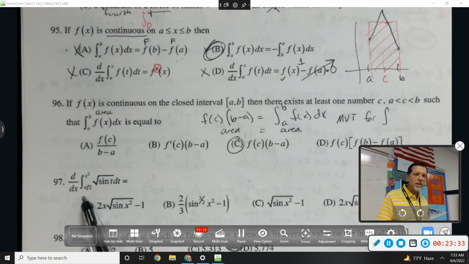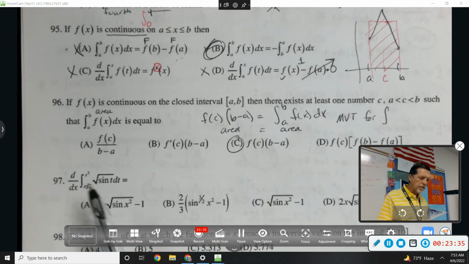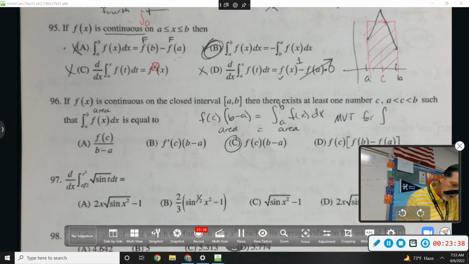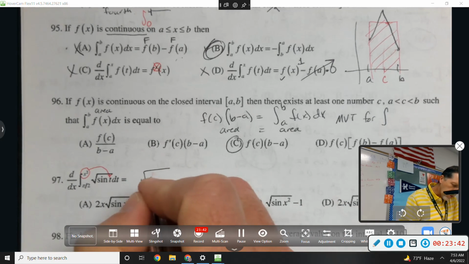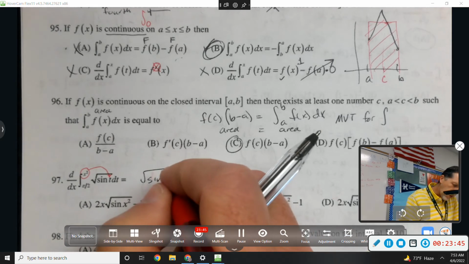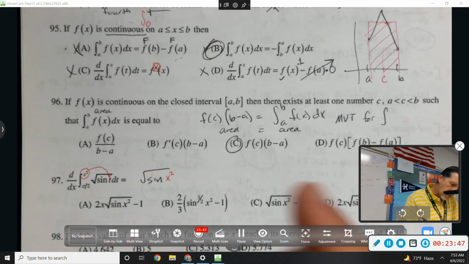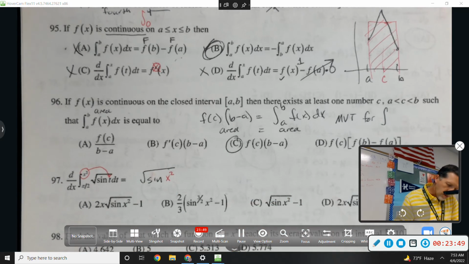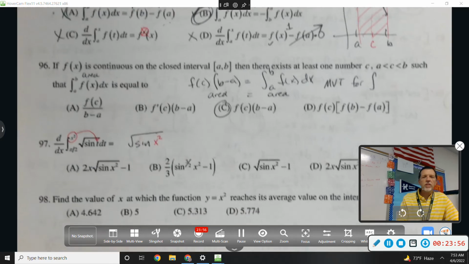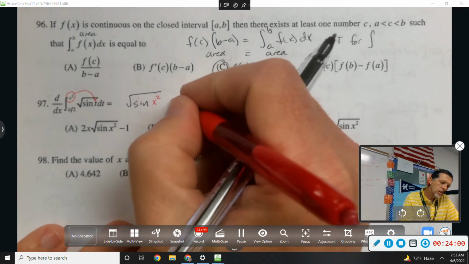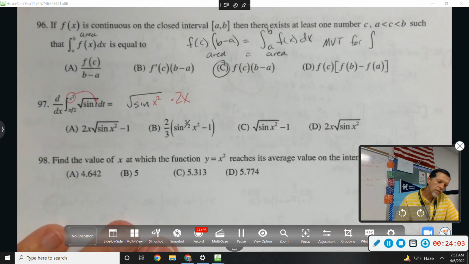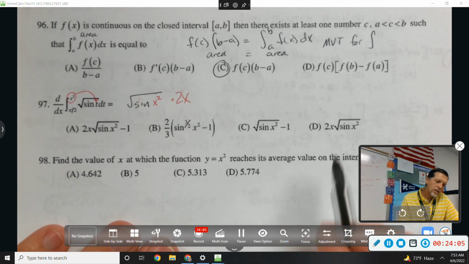97 is supposed to be an easy one because the derivative of the integral gets you right back where you started. Square root of sine of x squared. I'm kind of surprised that's not an answer choice. It's not right, but I'm surprised it's not an answer choice. What do I have to remember to do? Chain rule, times 2x. So I think it's D.